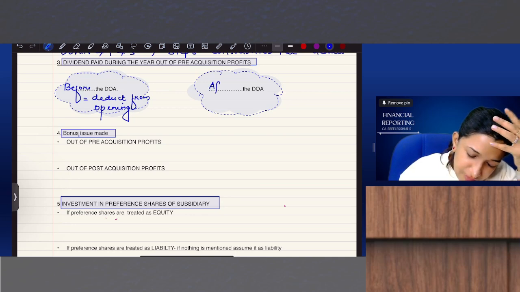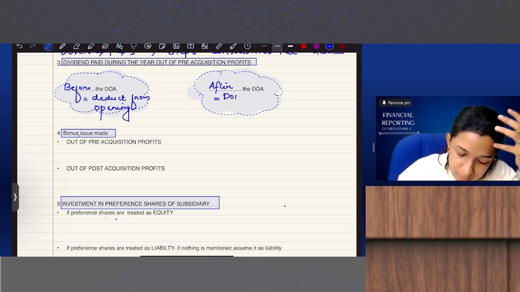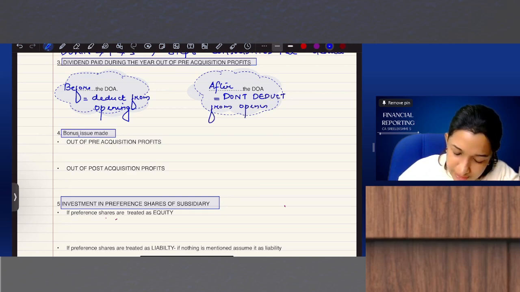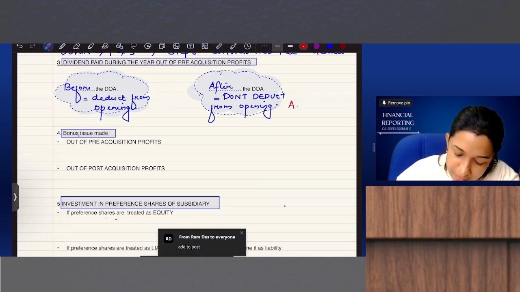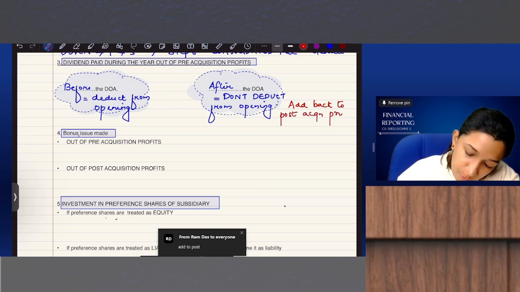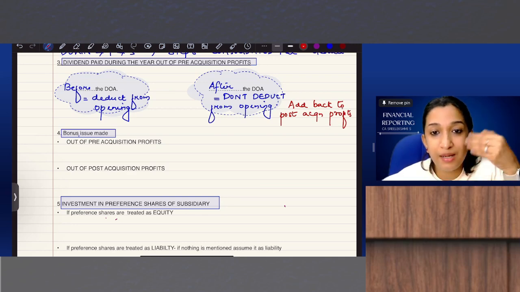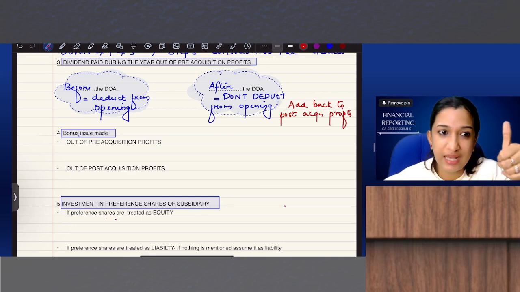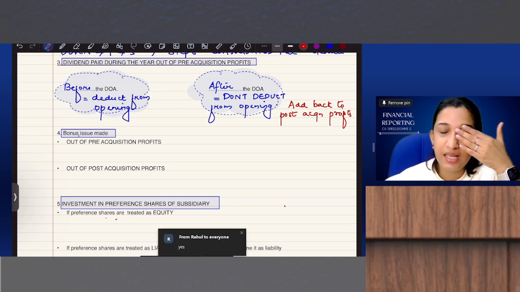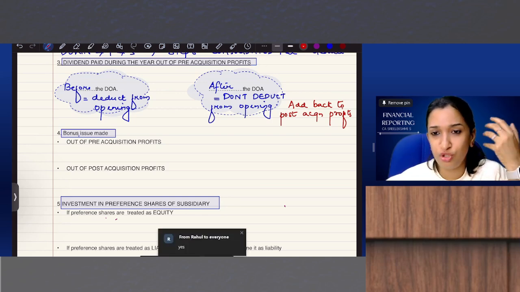But if it is paid after the date of acquisition, don't deduct from opening profits. Instead, add back to post-acquisition profits. Add back to post-acquisition profits. Yes, so simultaneously you should process and think.